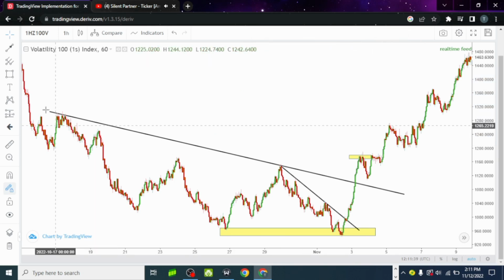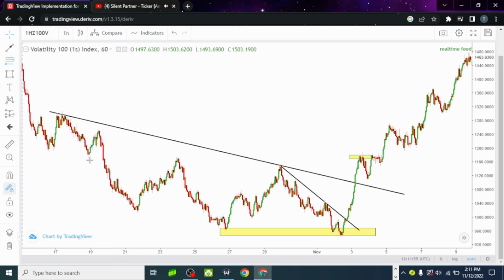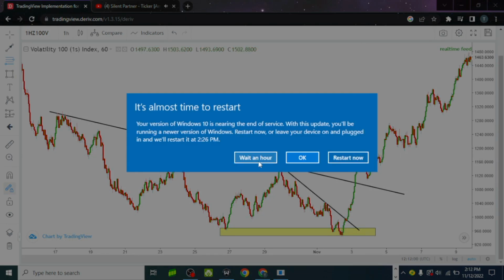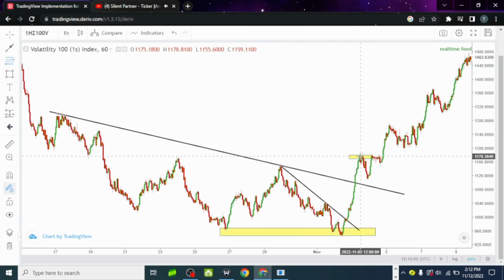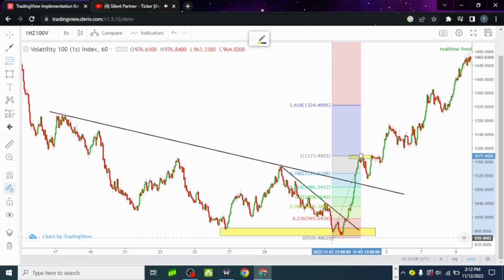On MT5 mobile, you find it under the objects. You don't find it under indicators, you find it under the objects. And here on TradingView, you just come to this certain point here, then you find the fib retracement tool here. And as I told you, you stretch it from the highest point of the impulsive move down to the lowest point of the impulsive move. So I'm going to stretch it from the highest point of the impulsive move here down to the lowest point of the impulsive move, which is here, as you can see.